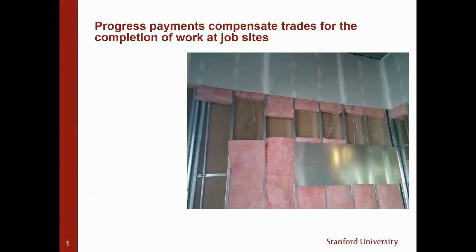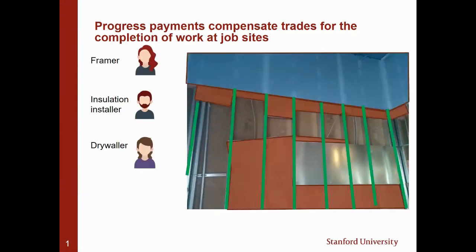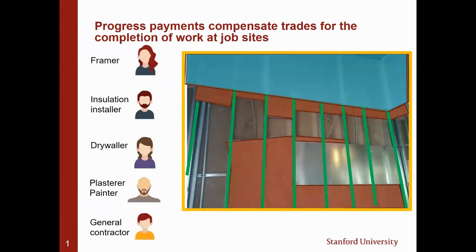In construction progress payments, you basically have some scopes of work that are completed at job sites. You have different subcontractors that are responsible for that execution. They all work with a general contractor, which is in contract with an owner. So progress payments are basically compensations that the owner provides to all the trades for that scope of work.